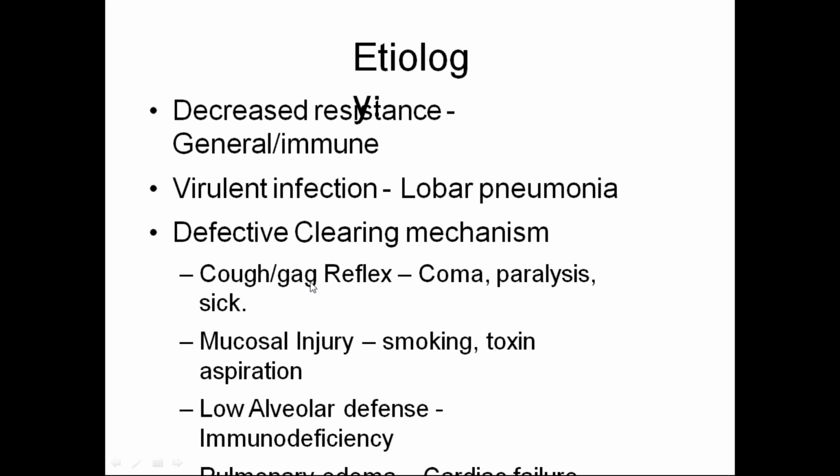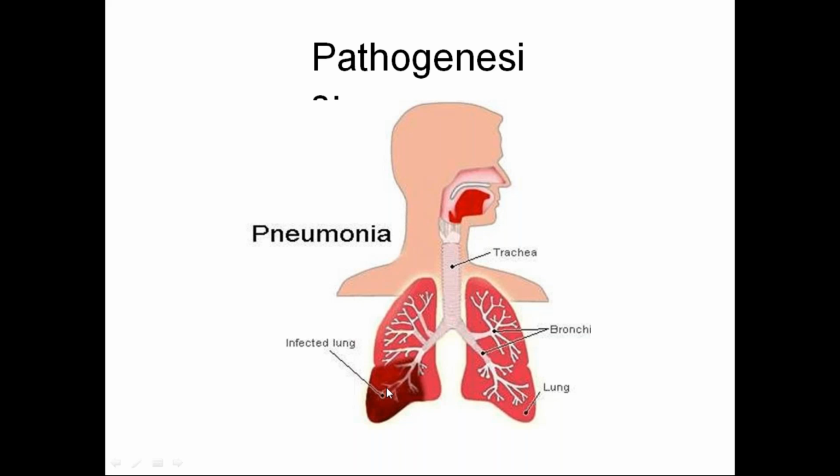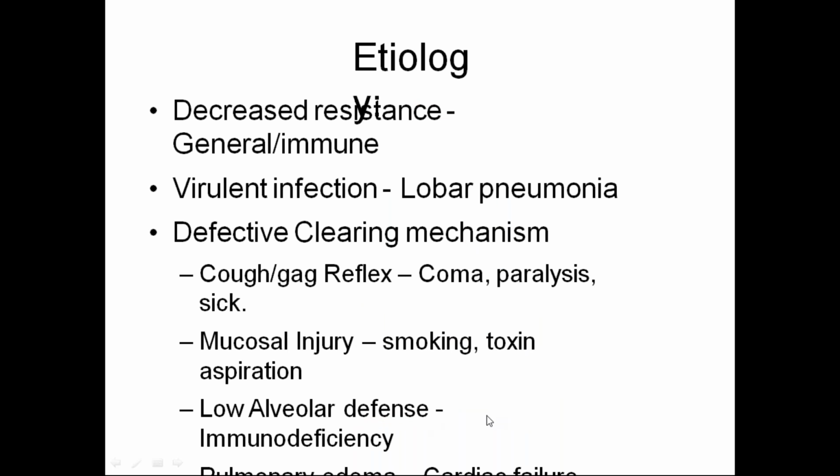Coming to the etiology of pneumonia: decreased resistance seen in low immune patients, virulent infection which causes lobar pneumonia, and defective clearing mechanisms seen in comatose patients, paralyzed patients, smokers, and patients with low immunity.